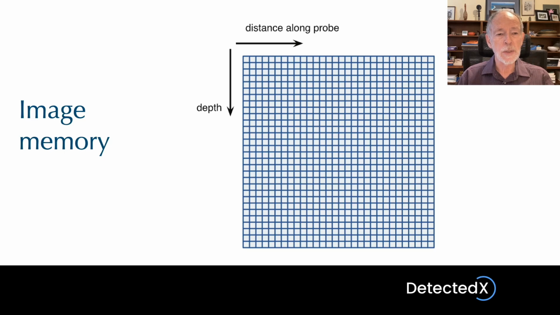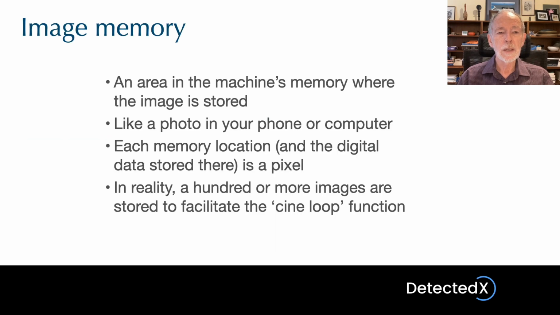Obviously, there needs to be enough resolution, so there need to be enough bits to cover the full grayscale accurately and smoothly, and there need to be enough pixels so that the image is not compromised in its resolution. So the image memory is an area in the machine's memory where an individual image is stored, and it's stored very much the same as a photograph would be stored in a phone or computer. As I said, each memory location is referred to as a pixel.